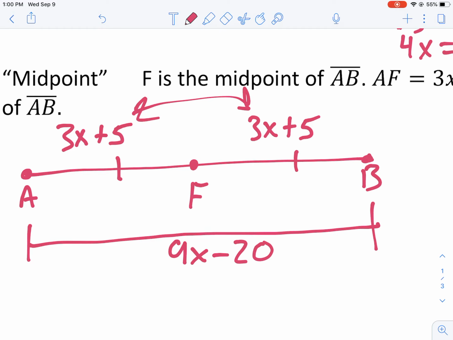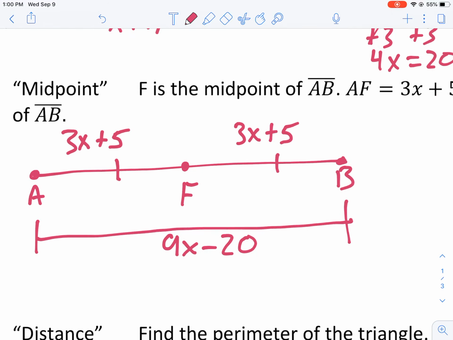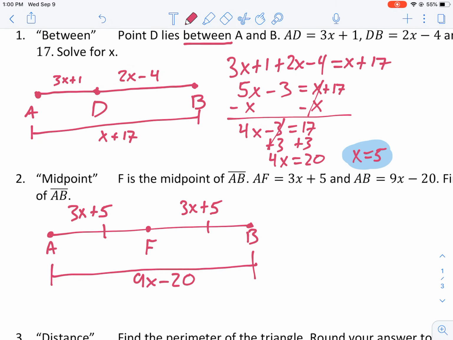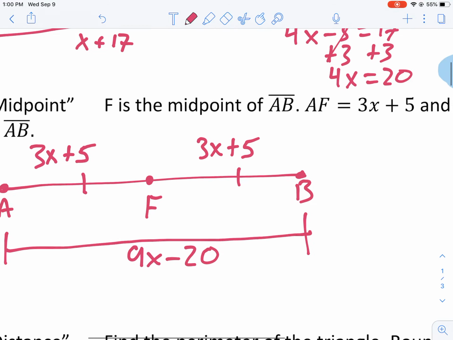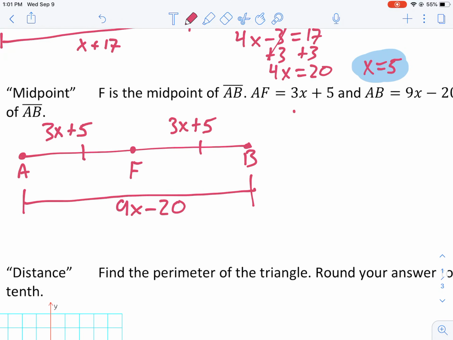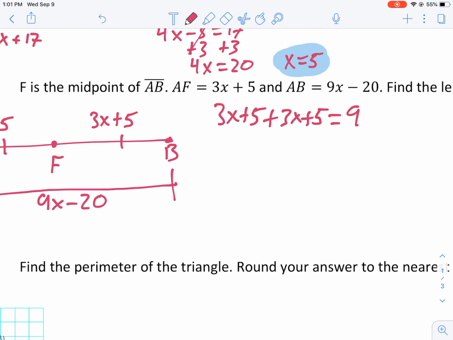the same, all right? Now, normally when we do midpoint, we just set these two things equal to each other, but since they are the same, that's not going to help us. So we're actually going to do this the same way that we did the first problem, all right? Now that we have our part and whole, part plus part equals whole. So we've got 3x plus 5 plus 3x plus 5 equals 9x minus 20.